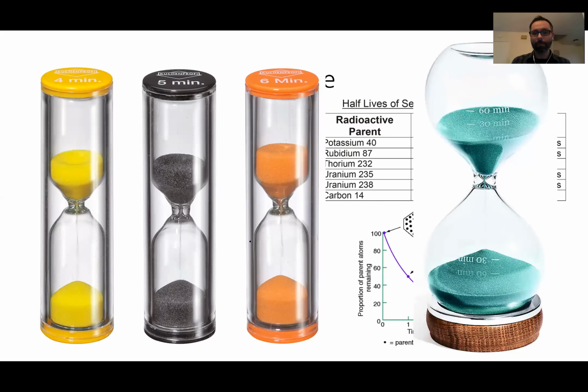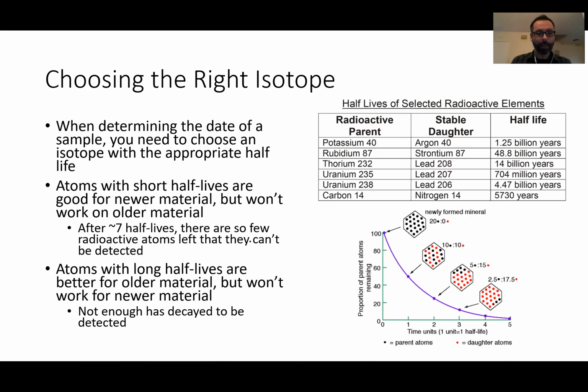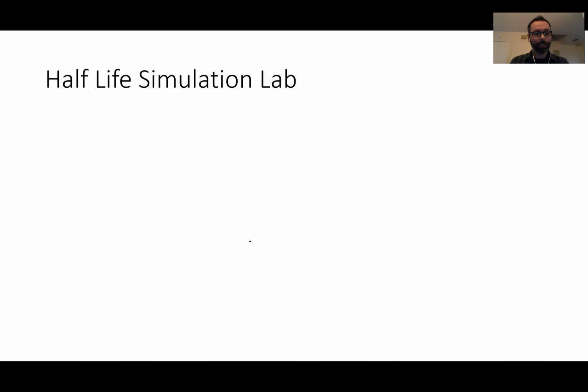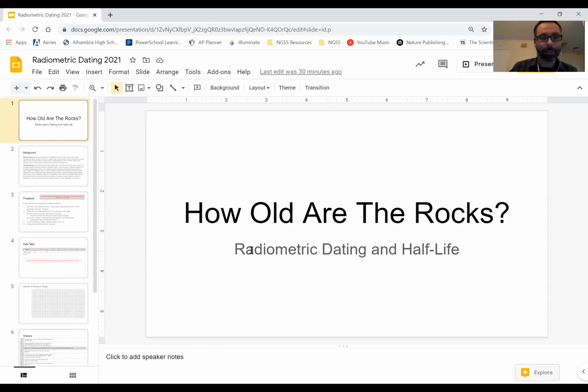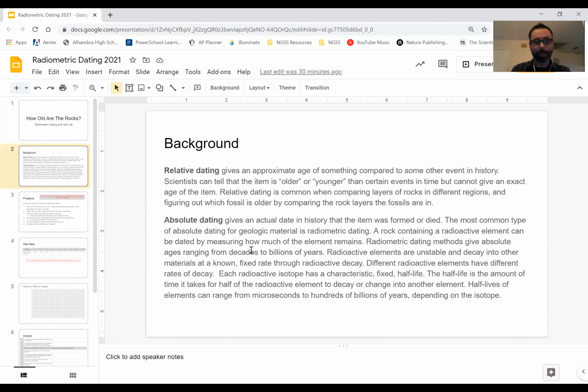And so again, I was just trying to show that there are different hourglasses, and then there are different isotopes. So here's where you would go and now do this half-life simulation lab. If we were in class, you would actually do this with pennies, basically. So here's some background in case you wanted to read it again. We probably won't talk about relative dating until a different video.